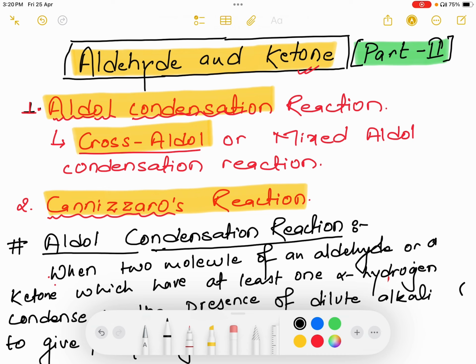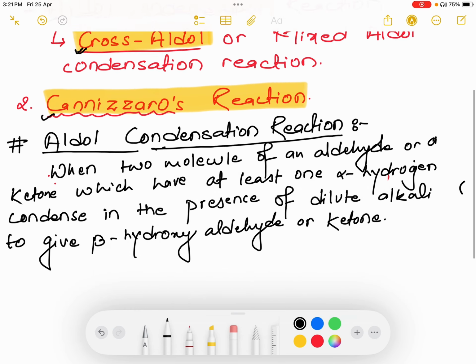And in today's video, we are going to deal with some very important reactions of aldehyde and ketone. The reactions, most importantly, you might have seen: aldol condensation reaction, Cannizzaro's reaction, cross-aldol condensation reaction. What are the possible products? What are the necessary conditions for these reactions to occur? So, along with some examples, we'll be dealing with these reactions today.